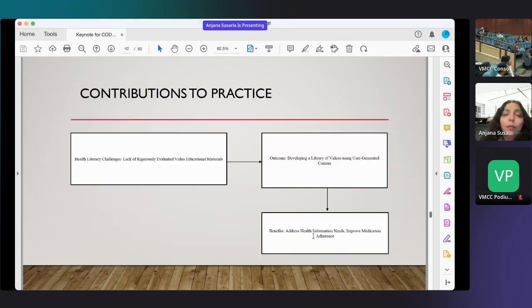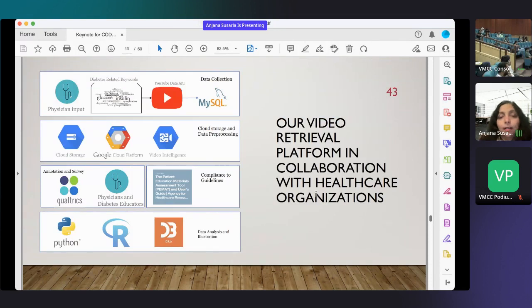And as I also said, what we've tried to do is develop this library of videos using user generated content, and this is our collaboration with a lot of healthcare organizations. We worked on multiple conditions, multiple diseases, and what I presented are the first two studies from our stream. But we've generalized this to COVID and to many other conditions where patient health needs can be contextualized to different stages of disease and so forth.